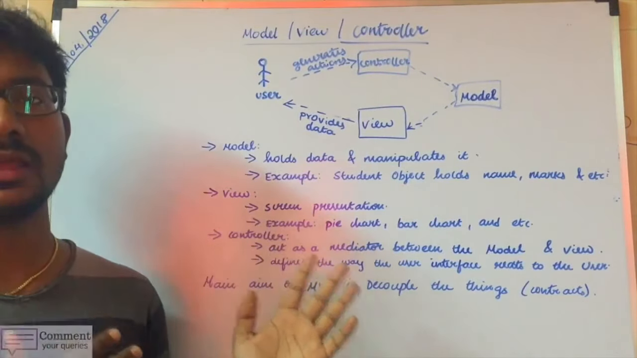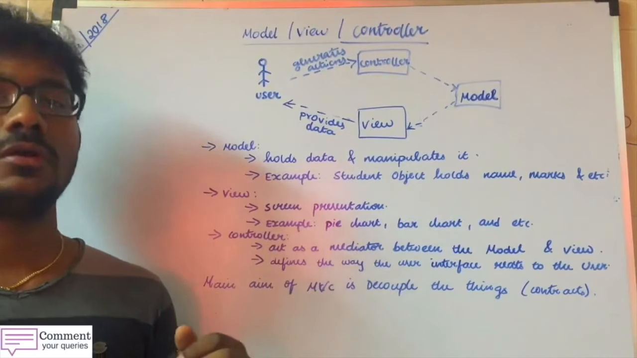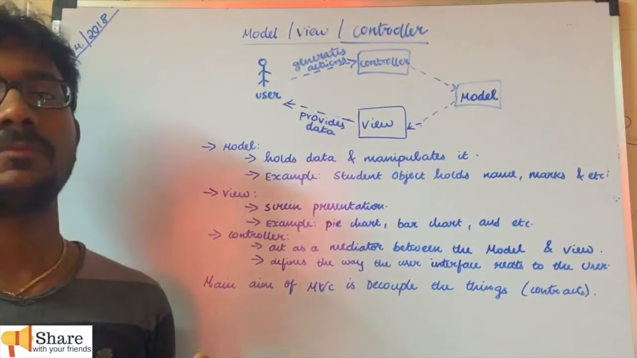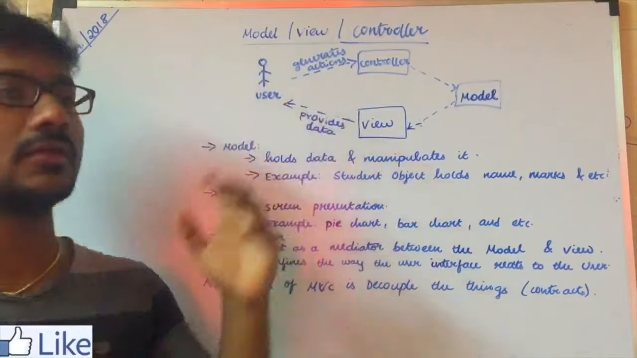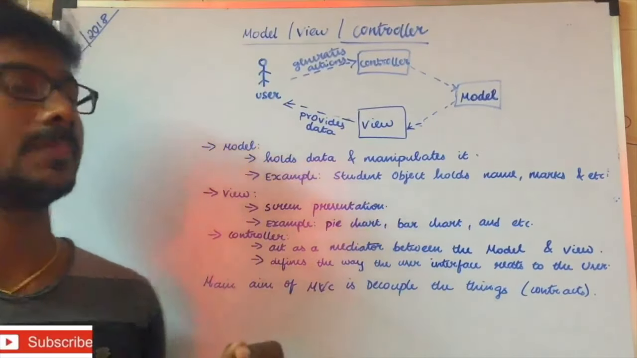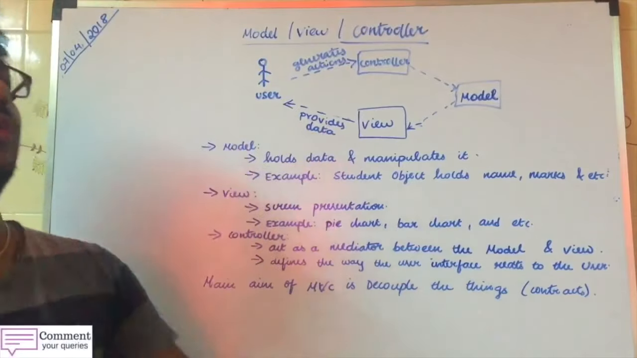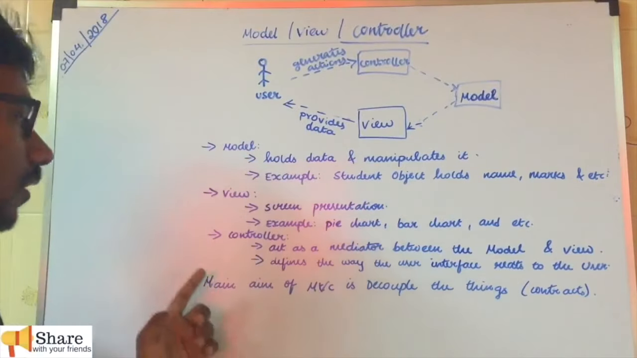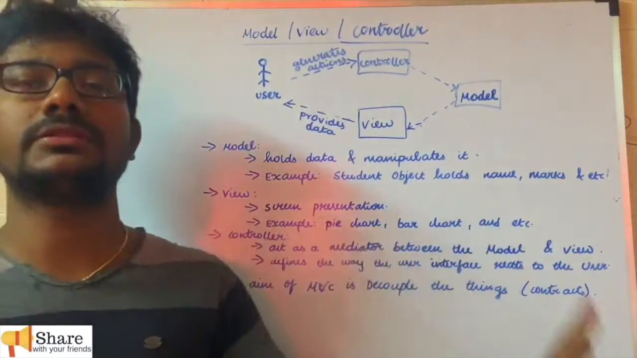This is a theoretical topic, so please try to watch this video fully, because I will relate these theoretical concepts with real-time examples so that it won't be very boring. So what is the main aim of model view controller? It is to decouple the things.